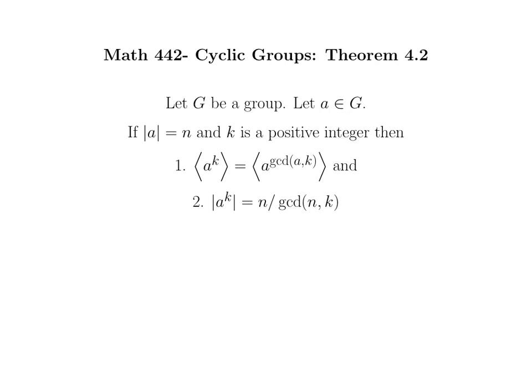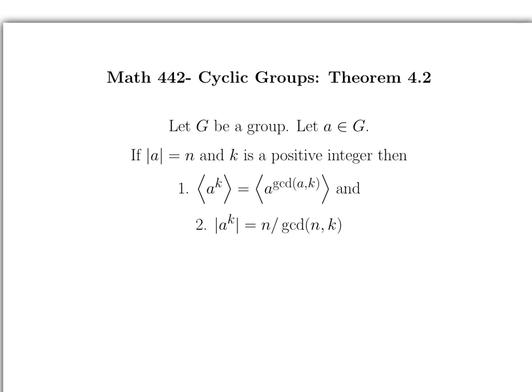The cyclic group generated by a to the k is the same as the cyclic group generated by a to the greatest common divisor of n and k, and the order of the element a to the k is n divided by the GCD of n and k. So I want to prove part 1 here.